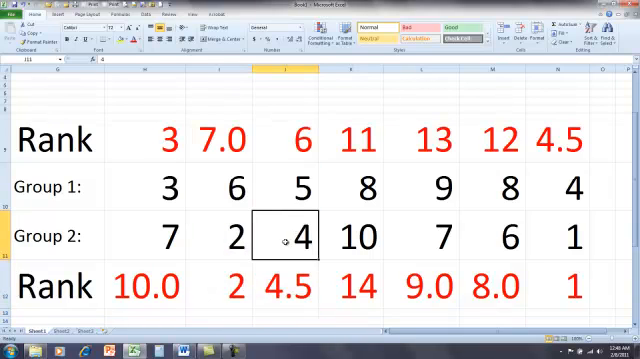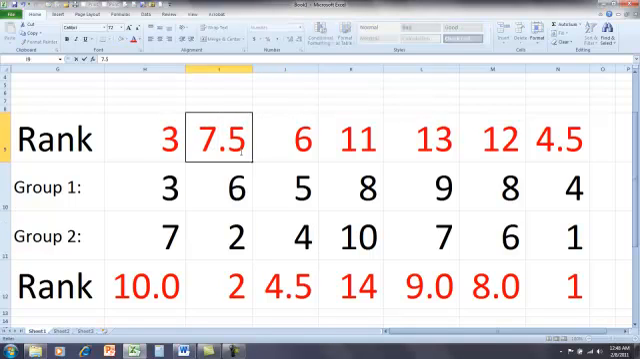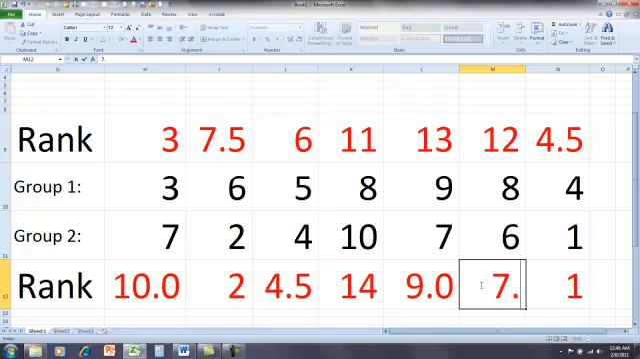Okay, so let's go up to our 6s. We have two 6s. They have to have the same ranking. One is rank 7, one is rank 8. They have to have the same ranking. So 7 plus 8 is 15 divided by 2 is 7.5 here. 7.5 here.